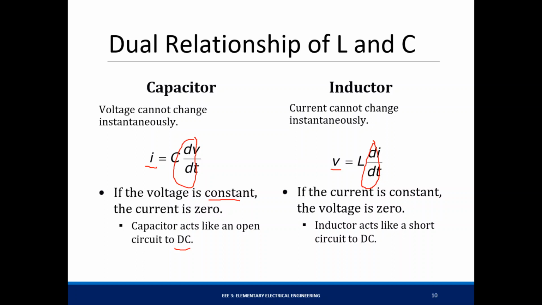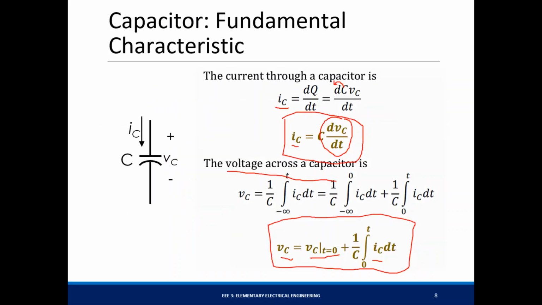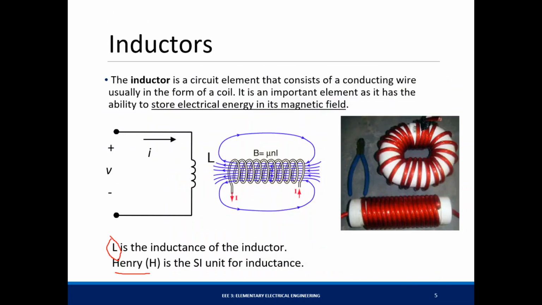If the current is constant, this change will be zero, then the voltage is zero. Therefore, it will act as a short circuit, which makes sense. Let's go back. For inductors, it's just a wire that is coiled in this way. It's just a wire. If there's no change in current, then the current will just flow through the wire as if there is no element there.